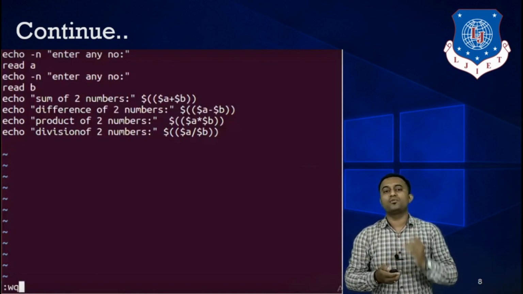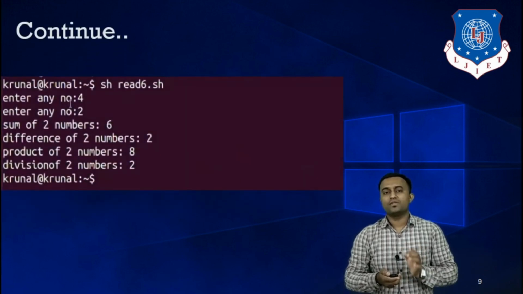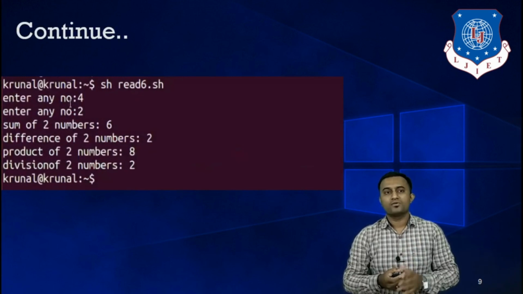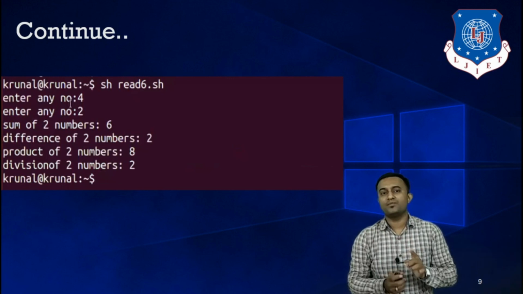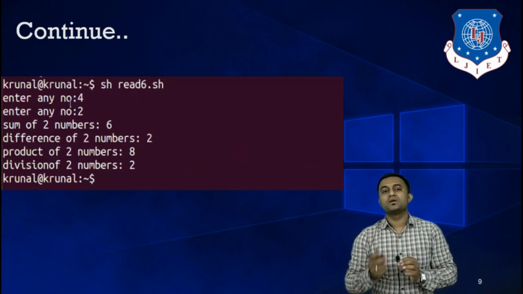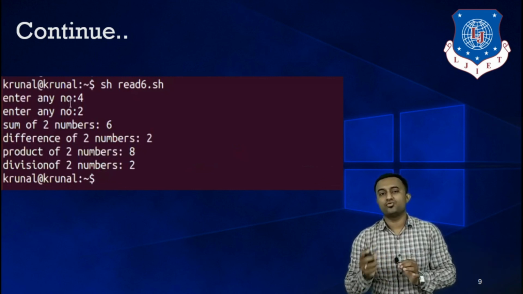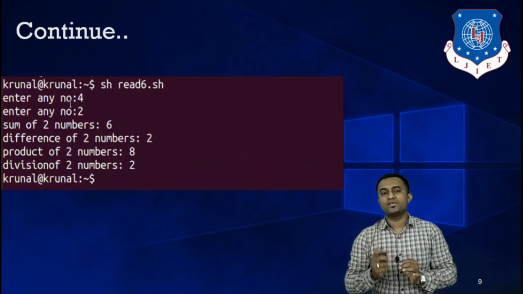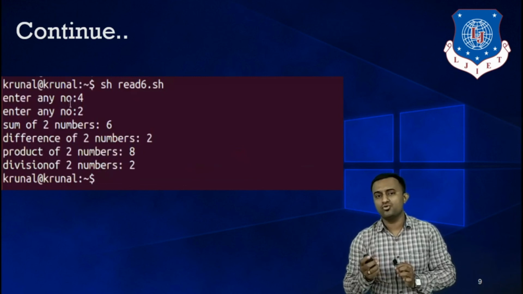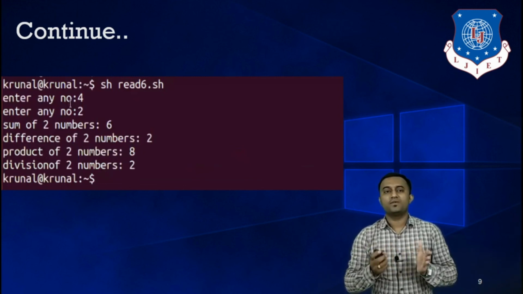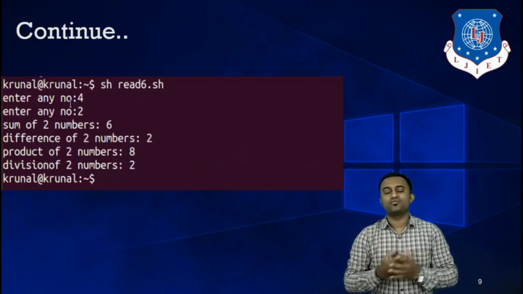So escape, colon wq, enter, and once you execute with the help of the sh interpreter, it will ask for two inputs at runtime. I have supplied 4, then the second input is 2. So the sum of two numbers, 4 plus 2, is equal to 6. The difference, 4 minus 2, is equal to 2. The multiplication, 4 multiplied by 2, is 8, and the division, 4 divided by 2, is equal to 2. So in this way you can write interactive shell script programs.